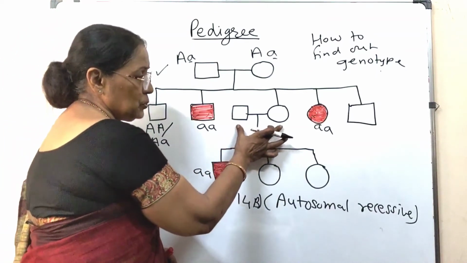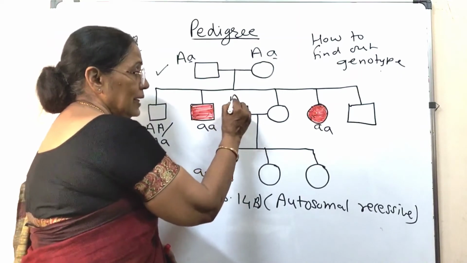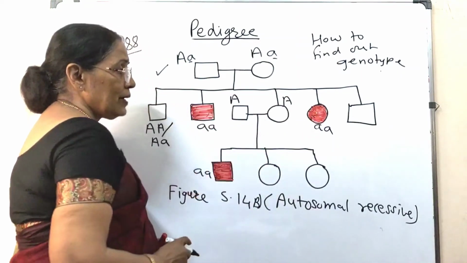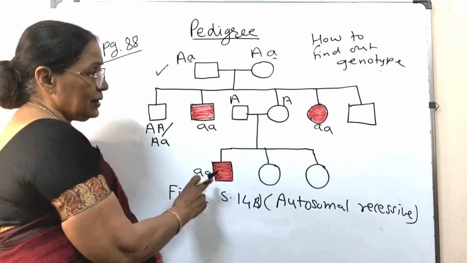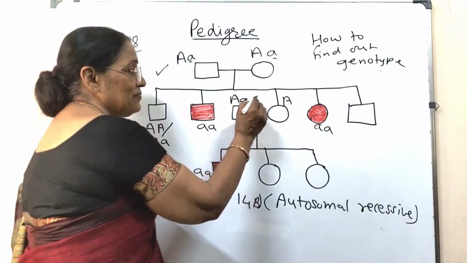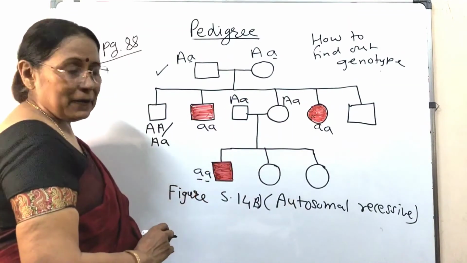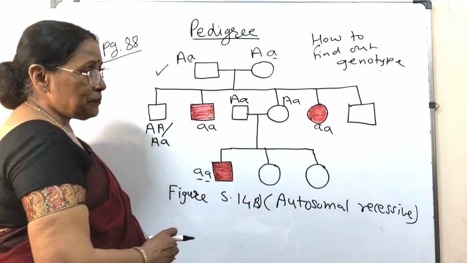Now again these two, they are unaffected. अनअफेक्टेड है तो एक कैपिटल ए तो दोनों को दे ही दो. अब देखिए बच्चा अफेक्टेड है, हाँ एक अफेक्टेड है, तो ये ए और ए आएगा कहाँ से? यहीं से आएगा, एक फादर से एक मदर से. हो गया, इन दोनों की जीनोटाइप लिख लिए.